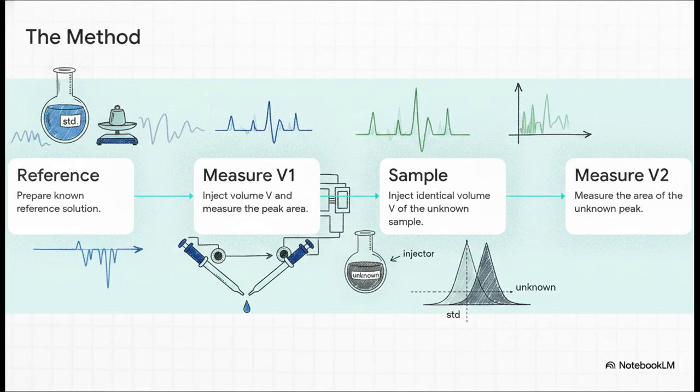That's our benchmark. Step 2, we inject a very specific volume into the machine, let's call it volume V, and we measure the area of the resulting peak. Step 3, and this is absolutely vital, without changing a single setting on the machine, we inject the identical volume V of our unknown sample. Finally, step 4, we measure the area of that unknown peak. Because we know exactly how the machine reacted to the benchmark, we can totally deduce what the unknown is.